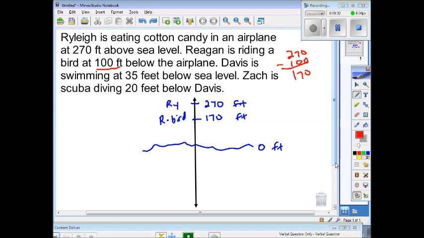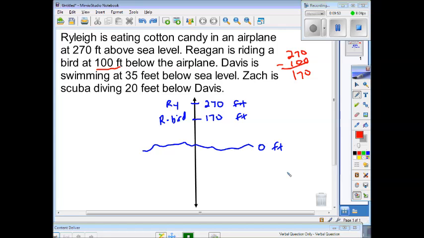Okay. We were able to figure out that Reagan was at 170 feet above sea level. The reason we were able to figure that out is because we knew that she was 100 feet below where Riley was eating cotton candy. Okay, so somebody help me out here. Where is Davis at on this number line?